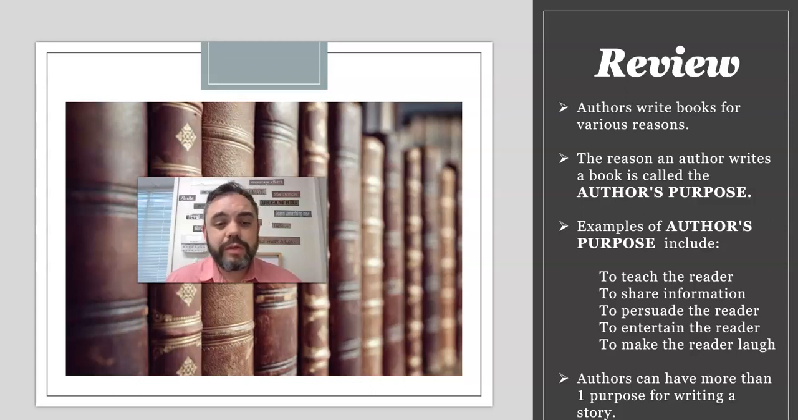And as we've all seen in all three of our examples, authors can have more than one purpose for writing a story, and that's quite all right. Right. So in your independent reading today, guys, please give some consideration to why the author wrote this book.